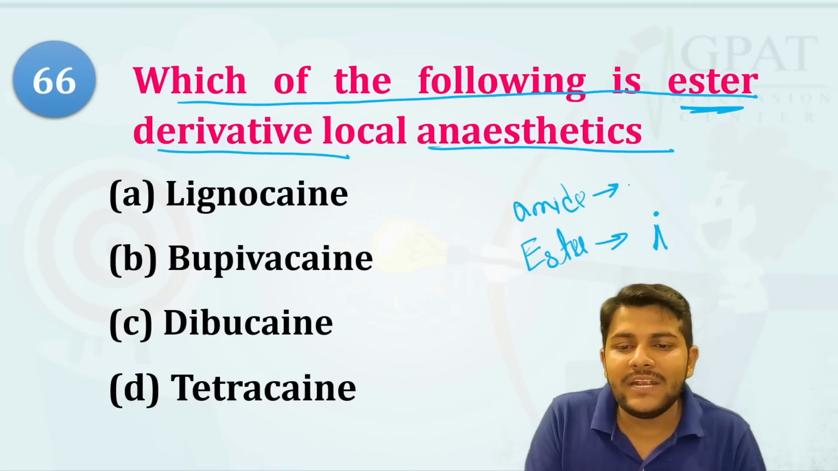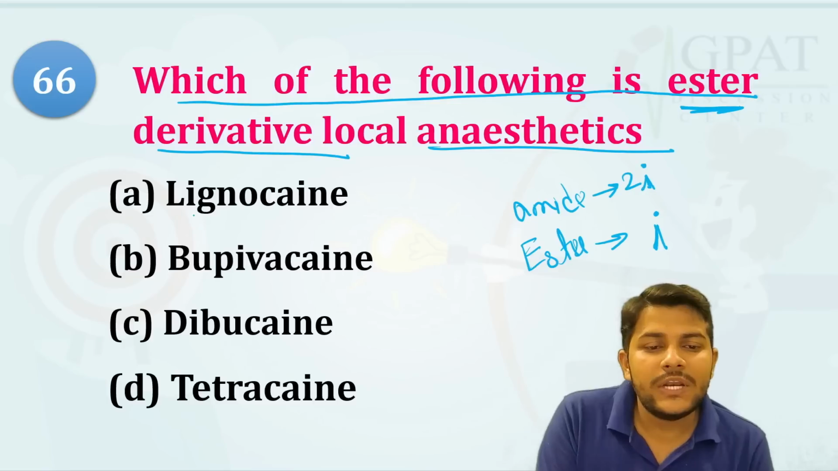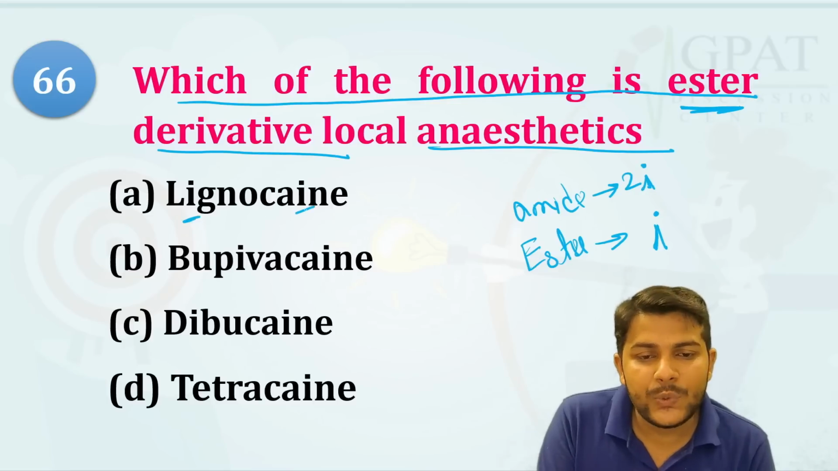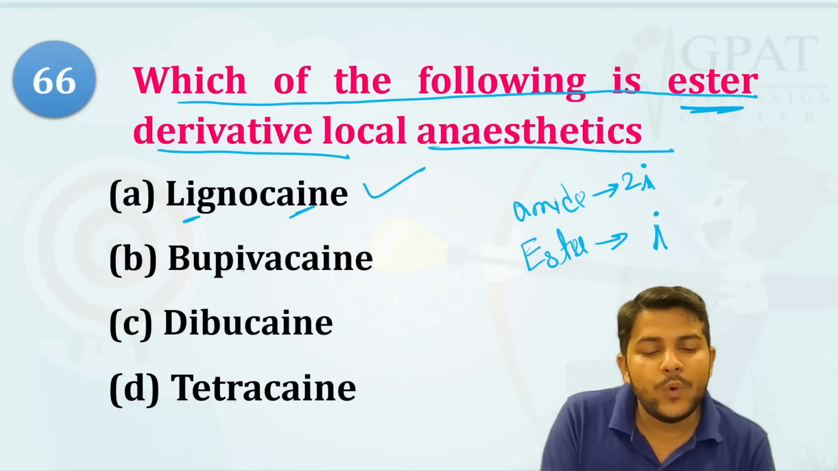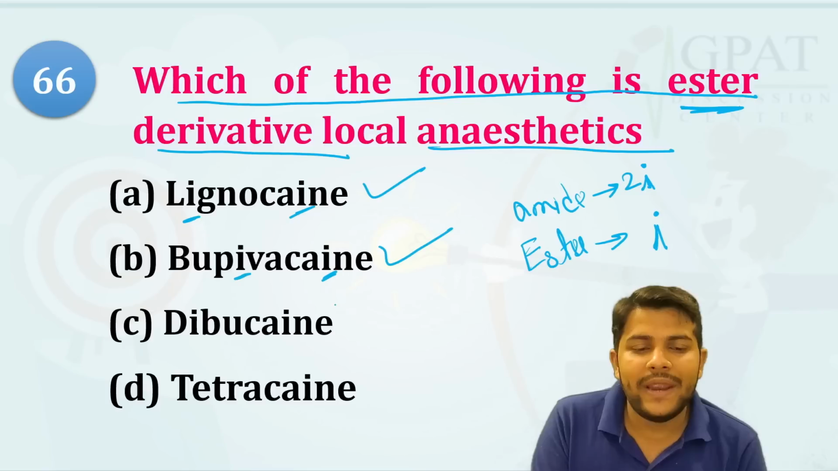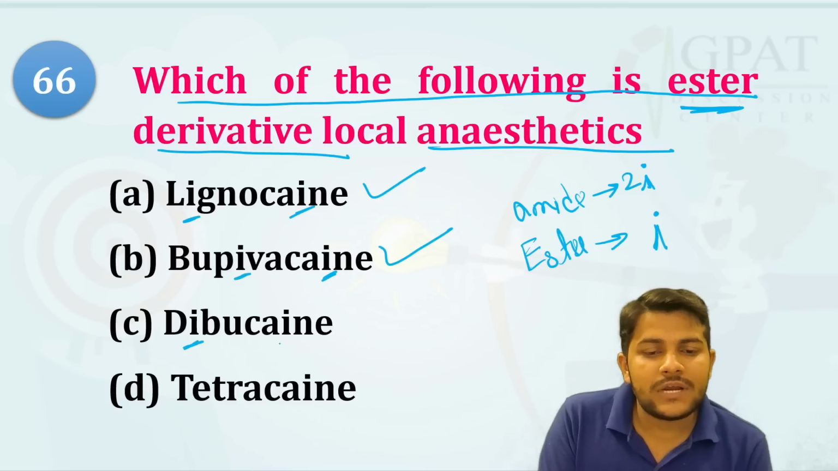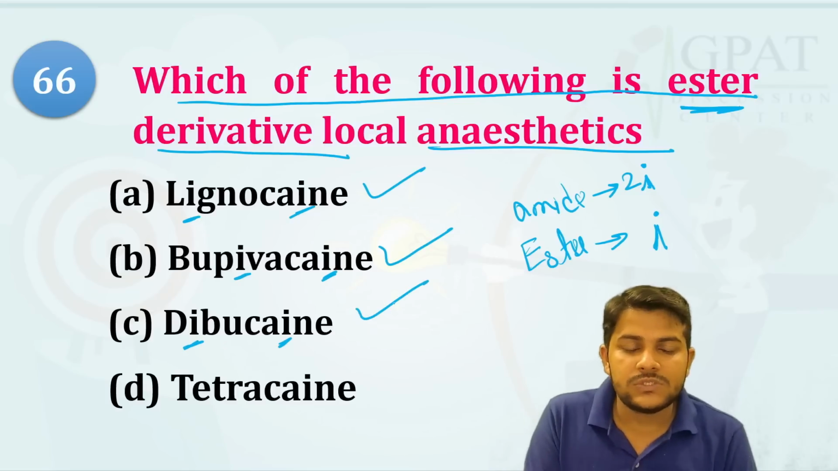Got it? So the ester local anesthetics are cocaine, procaine, benzocaine and tetracaine, whereas amides include lignocaine, bupivacaine, dibucaine, prilocaine, ropivacaine. These are your amide drug class. So after that you have the next question.